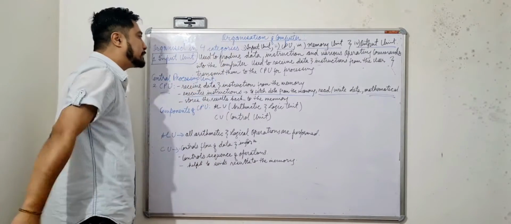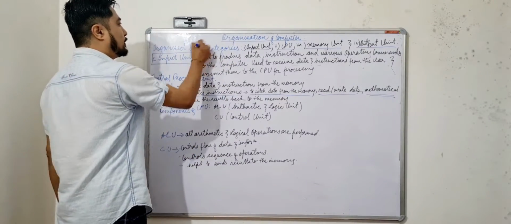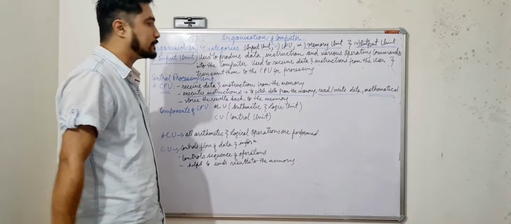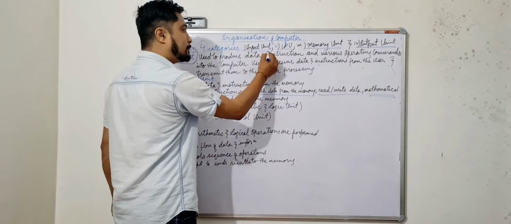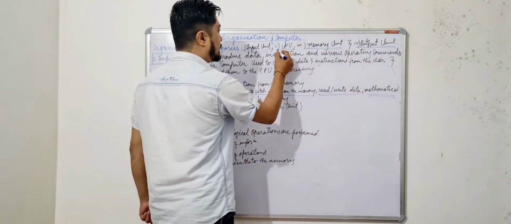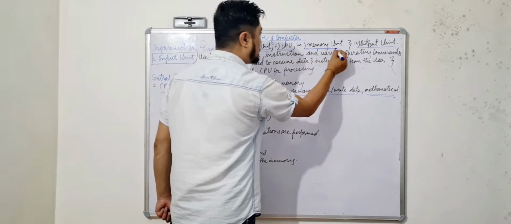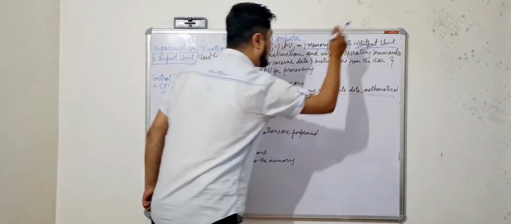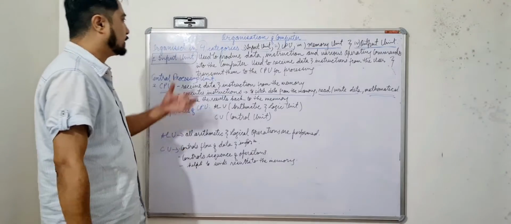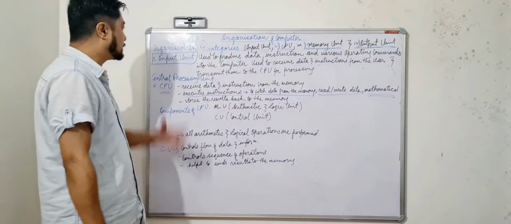So this computer is organized in four different categories. The number one is input unit, number two is CPU, number three is memory unit, and number four is output unit. So let us start with the very first one, the input unit.